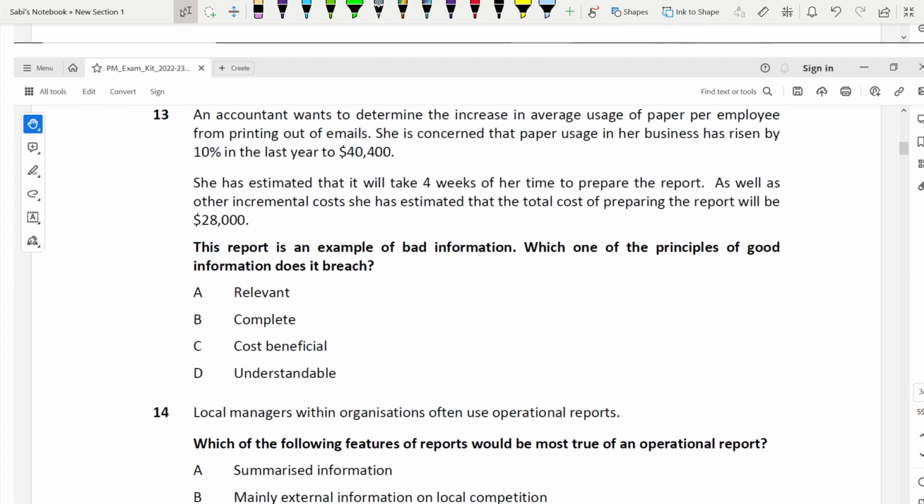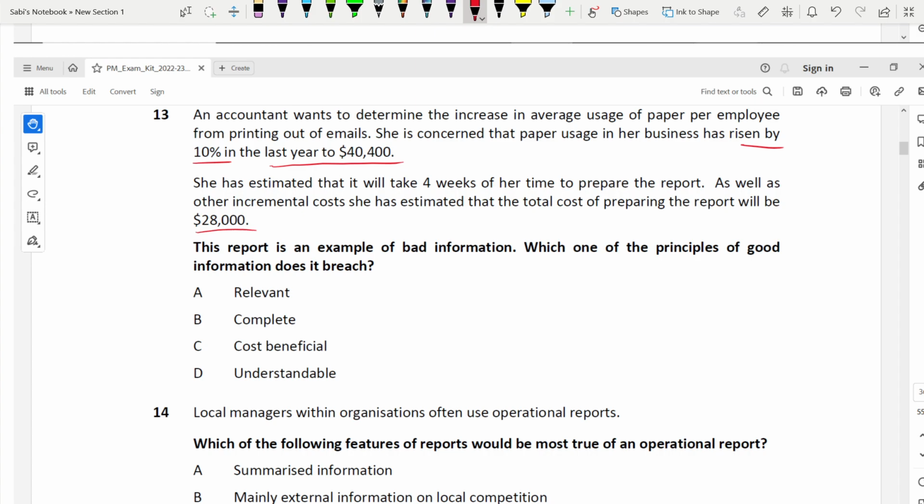13. An accountant wants to determine the increase in the average usage of paper per employee because they are printing emails. She's concerned about the increase in paper, saying it increased 10% from last year. This year it increased up to 10,400. That means they have taken 10% on last year's figure. Now they have been told that the total cost of preparing the report would be 28,000.